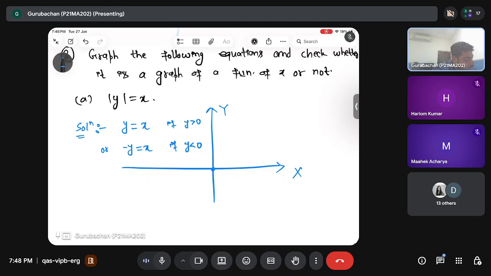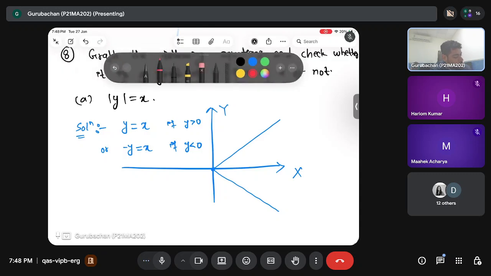So what is y equal to x, for positive x I am saying? And what is y equal to minus x? This is the graph of this equation. Now draw a line. At how many points is it cutting? Two points. So this is not a graph of a function.